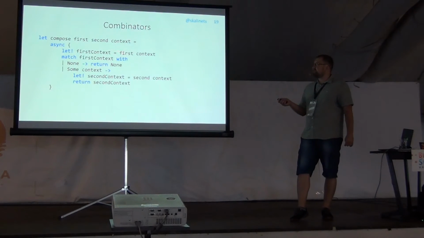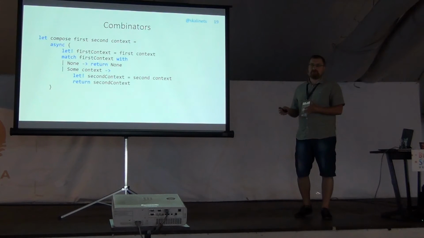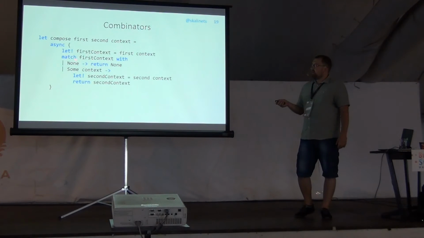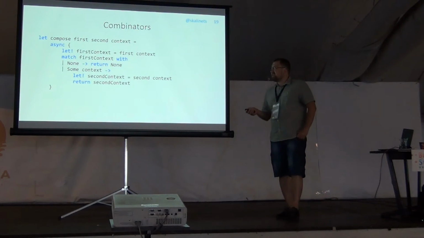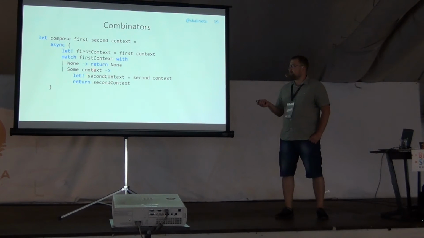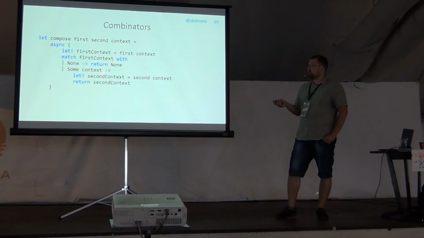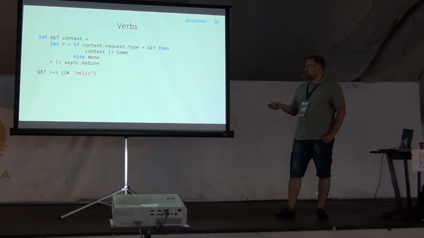First thing, we are executing the first web part, passing the context. So we are checking whether it produces anything. Then we are checking its result. So if it's none, then we return none. The first didn't return anything, so we are also not going to return anything. But if the first web part returns something, then we are executing the second web part and return its result back.